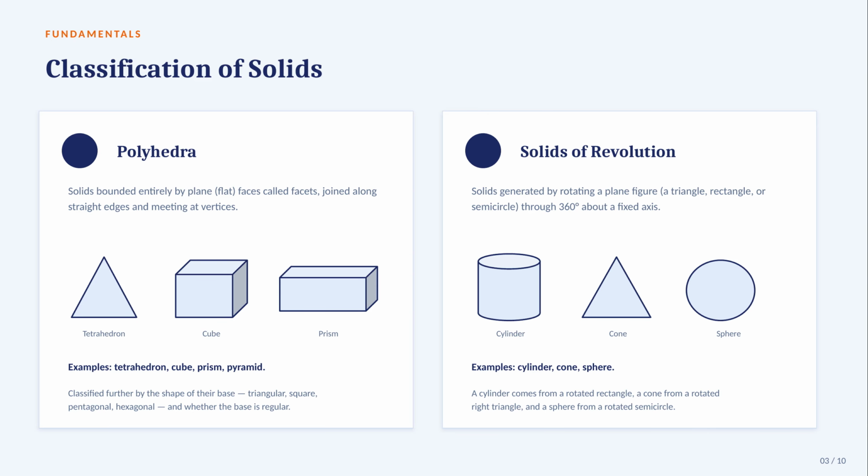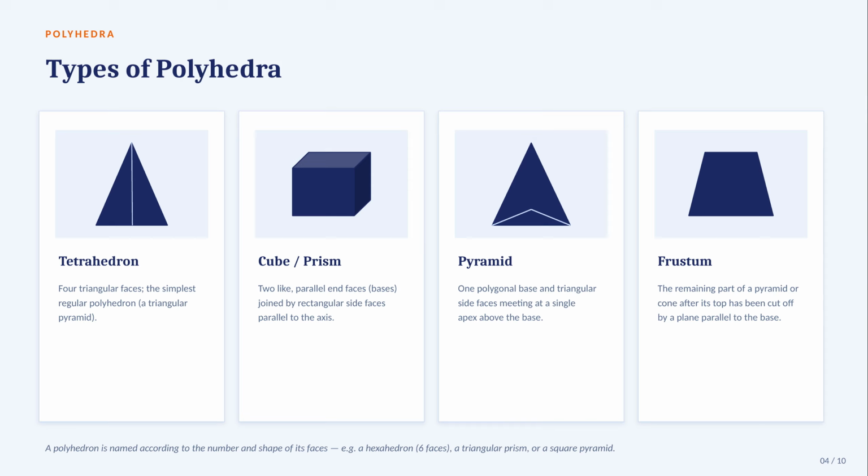Classification of solids. Next, let us see how solids are classified. Solids are mainly classified into two groups: polyhedra and solids of revolution. Polyhedra are bounded by flat faces such as cubes, prisms, pyramids, and tetrahedrons. Solids of revolution are formed by rotating plane figures, resulting in shapes like cylinders, cones, and spheres.